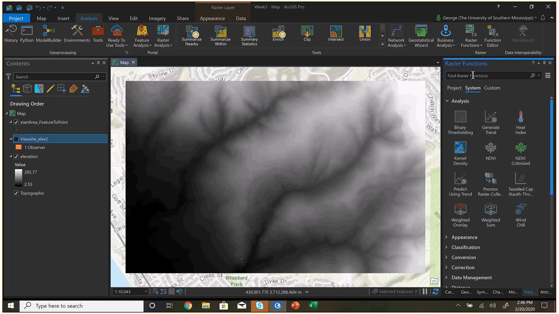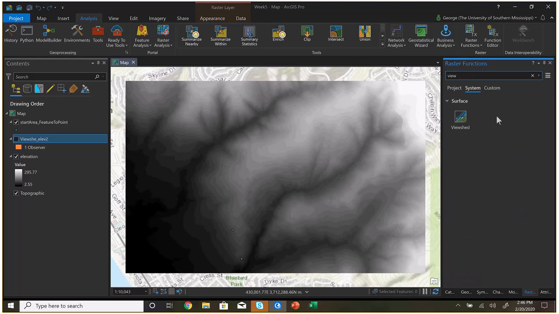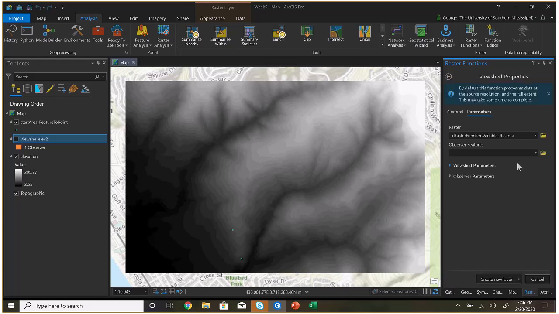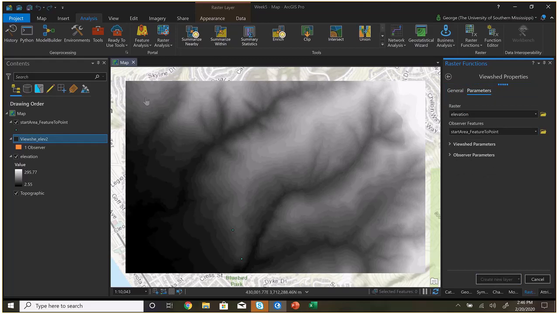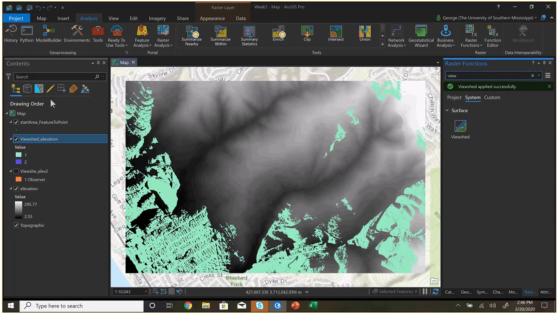I don't know, viewshed was what we just did. By the way, I'm curious on here, because I haven't done that in a little while. Observer features. Oh, so that one takes features. Elevation. This one should produce the exact same thing. I'm just curious real quick. I haven't actually run viewshed in, there we go.